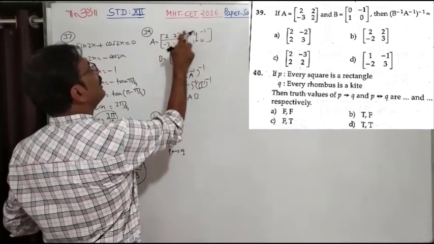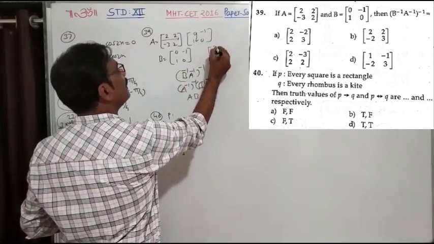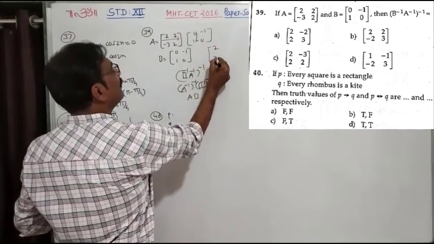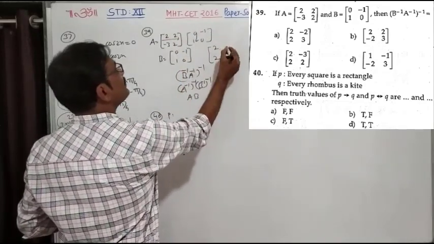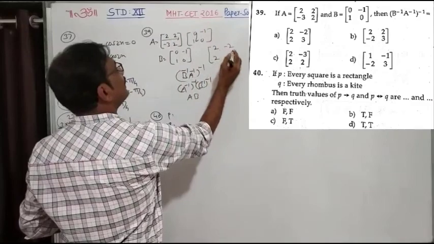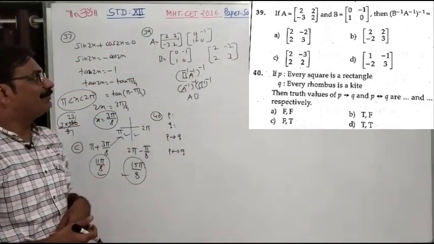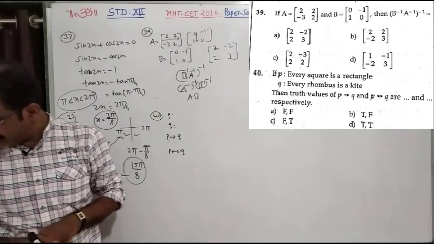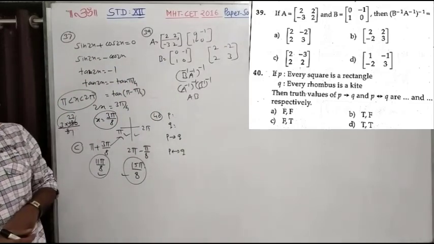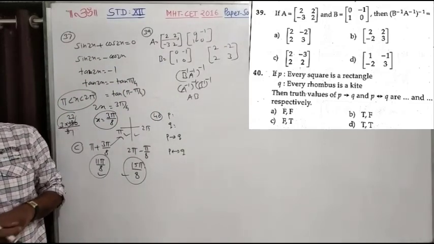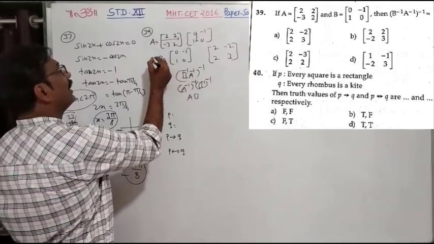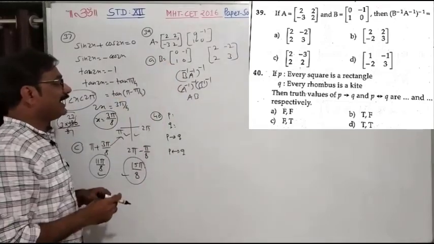Go like this. 2 0, it will be 2. 0, it will be 2 minus 2 and 3. Product of A and B. Is it given? 39. 2 minus 2 2 3. So your option is A.